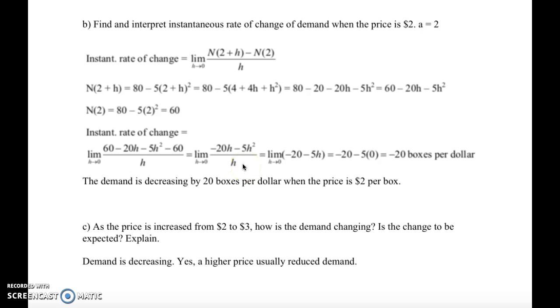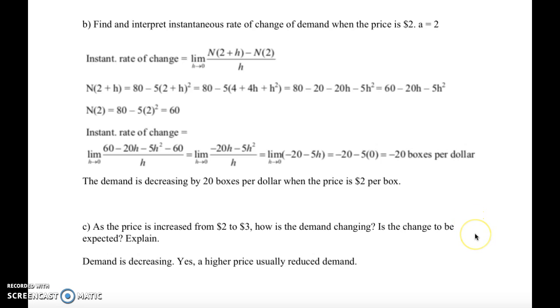Again, we can factor out an h, and it cancels, leaving us with just the limit as h approaches 0 of negative 20 minus 5h. This part goes to 0 because h is going to 0, and there we end up with negative 20 boxes per dollar. So the demand is also decreasing, by 20 boxes per dollar, when the price is at $2 per box. And again, because we have an interval from 1 to 4, it is important to let us know what price value this is happening at.